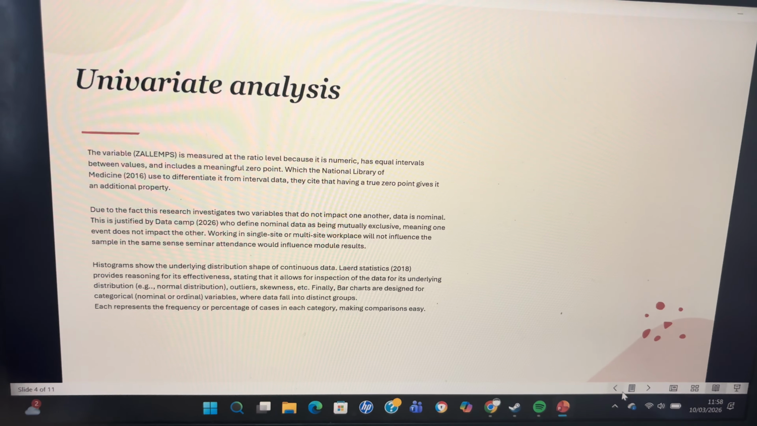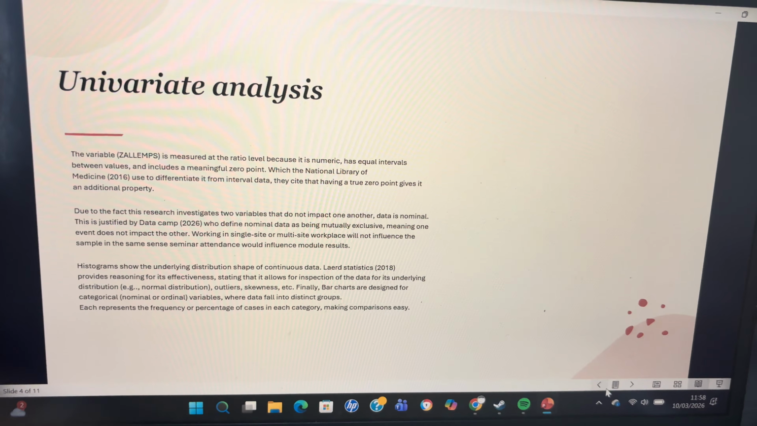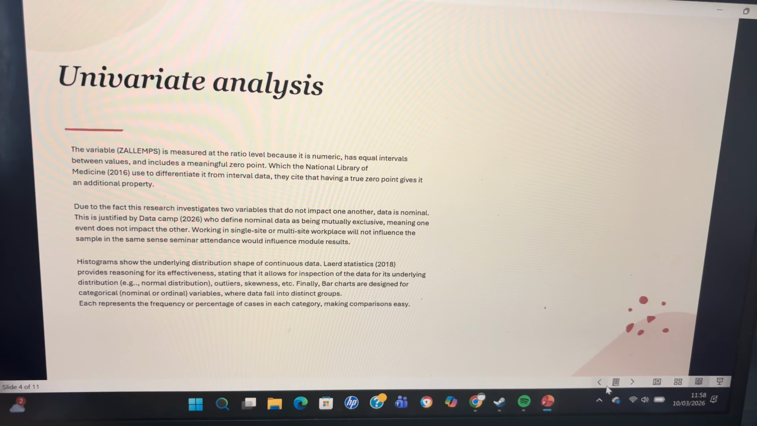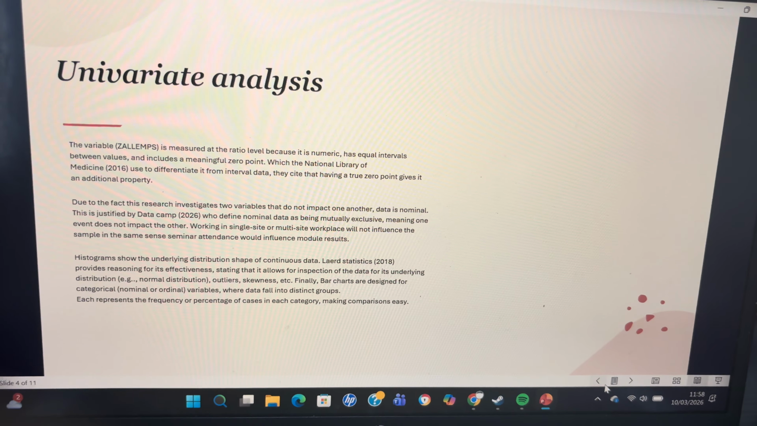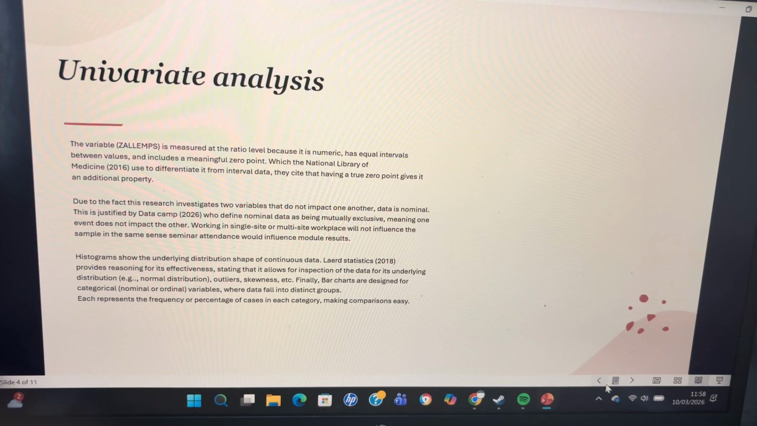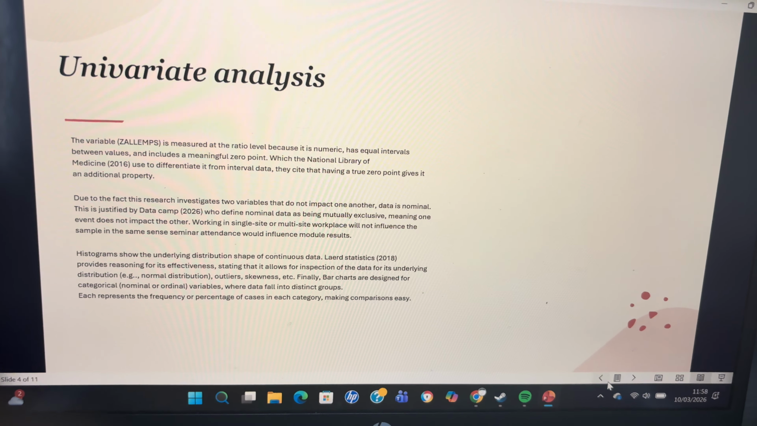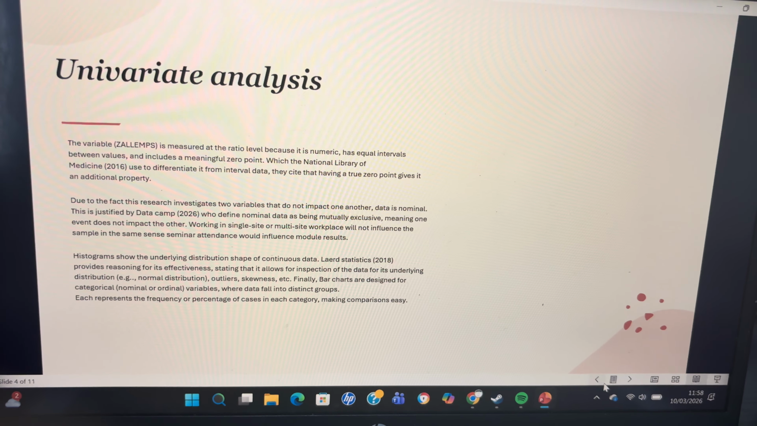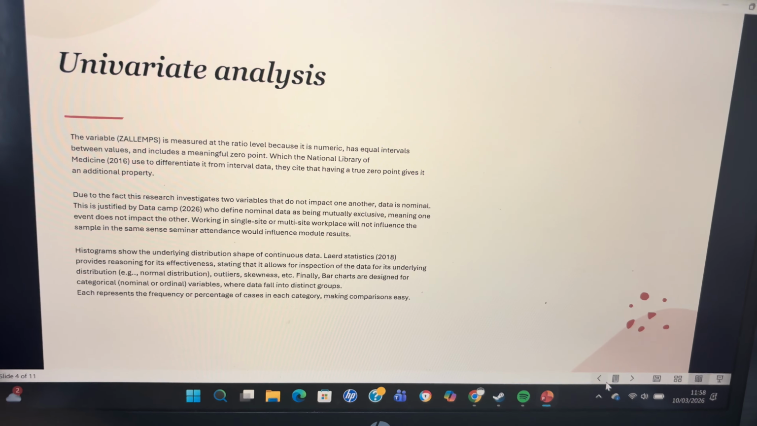The variable is measured at the ratio level because it is numeric. It has equal intervals between values and includes a meaningful 0 point, which the National Library of Medicine used to differentiate from interval data. They cite that having a true 0 point gives it an additional property.